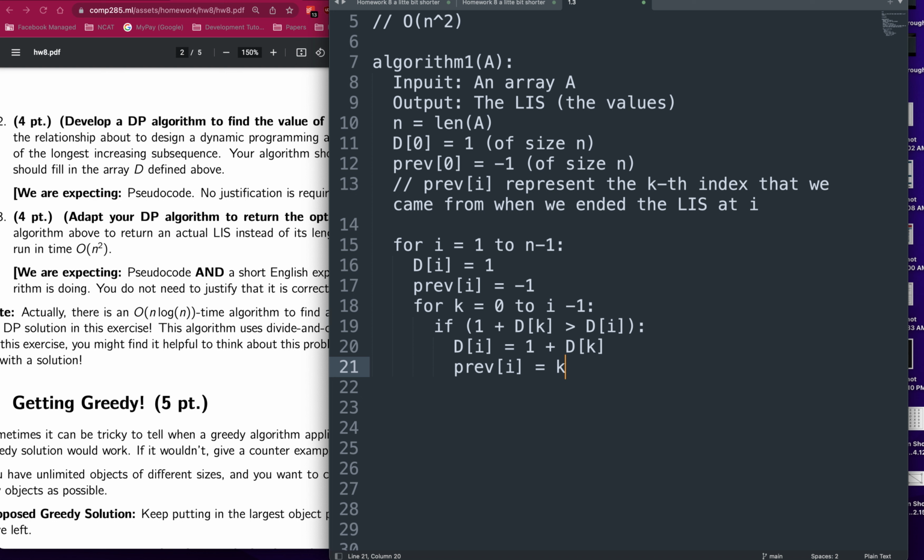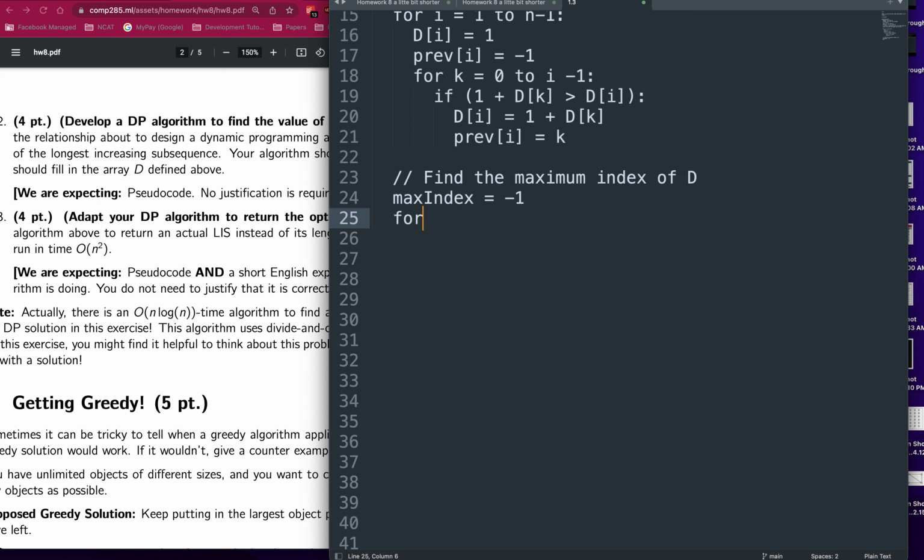So now when we're done, we just find the maximum index of d. So we say max index equals -1 or whatever. I mean, there's going to be one, so let's say max index equals 0. We'll start there.